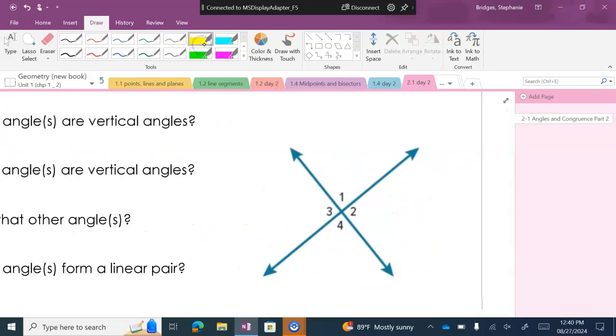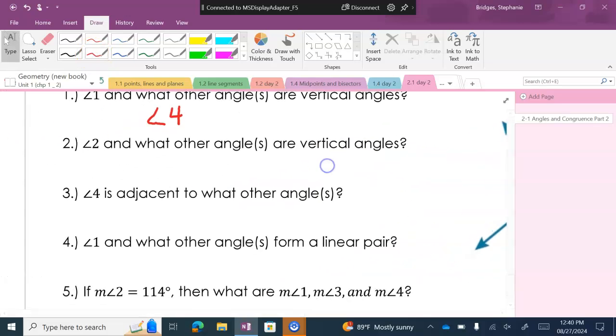Question number 2 says what angle is vertical to angle 2? I'm highlighting angle 2. Which one is directly across from angle 2? Angle 3. So angle 3 is vertical to angle 2. Again, make sure you put your angle symbol in front.